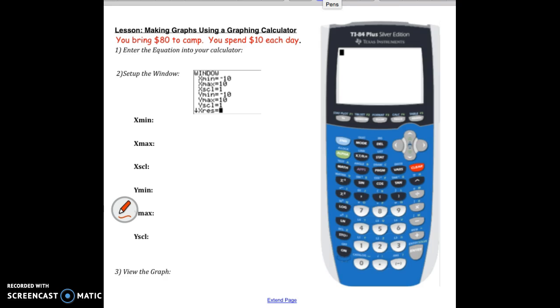So I think you probably noticed that y equals 80 minus 10x, if we call y the amount of money you have left and x the number of days that have passed. Or you might put y equals negative 10x plus 80. Either of those are totally fine.